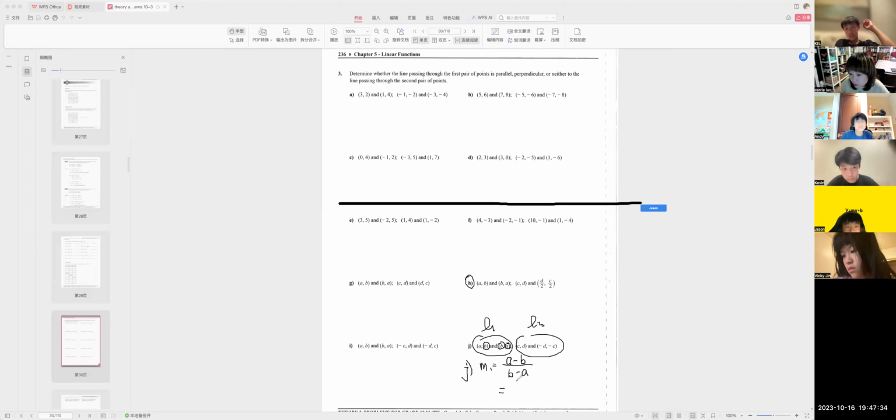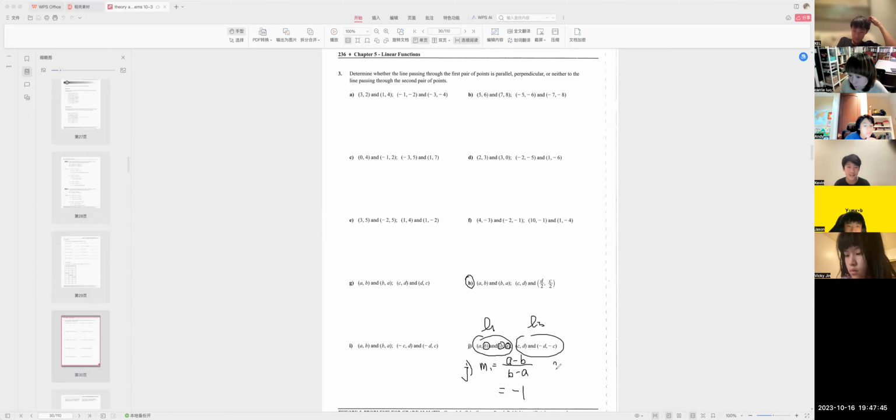So, 为什么这个是一呢？ Because this is not zero. This is negative one. Oh, negative one, same thing. Correct, Andy? Yeah, negative one. So M2, 这个我们以前学过啦。Slope equals Y2 minus Y1 divided by X2 minus X1. Correct, Jason?